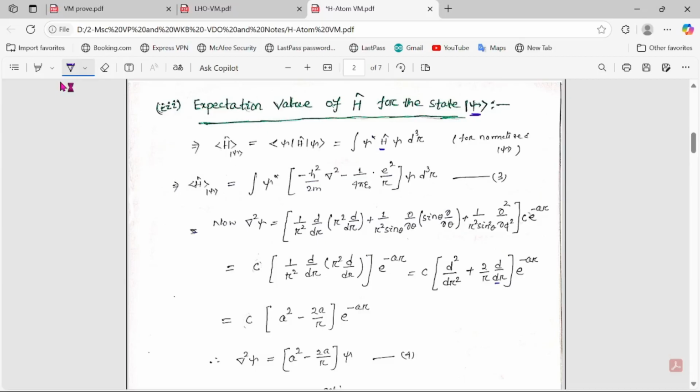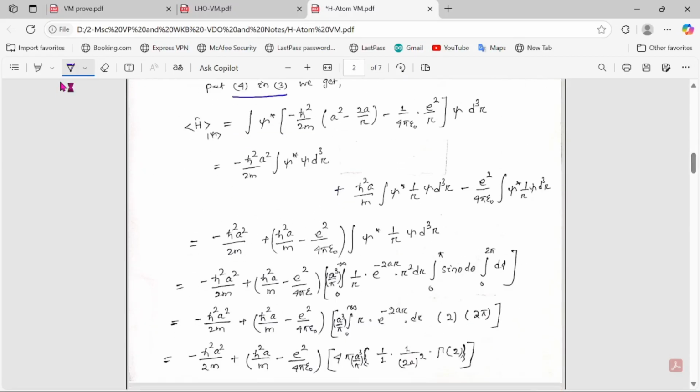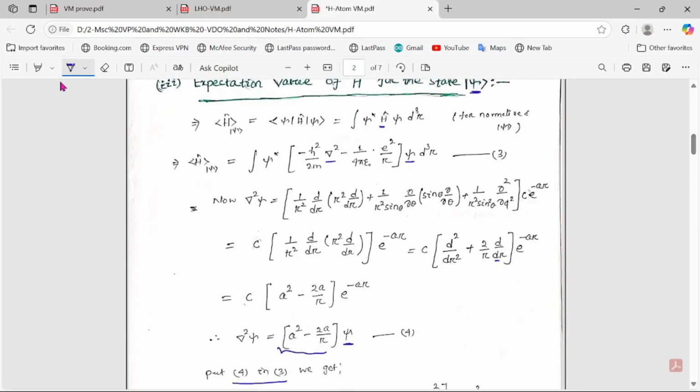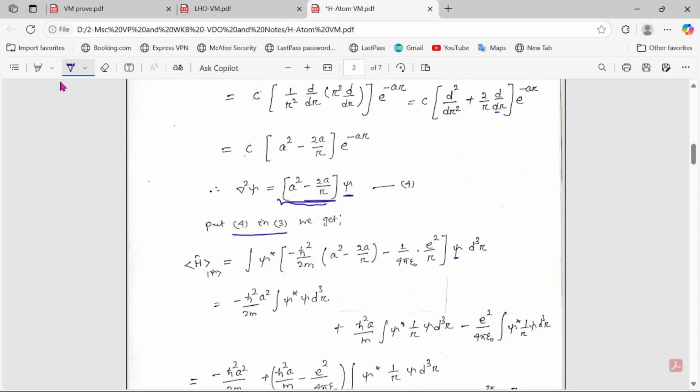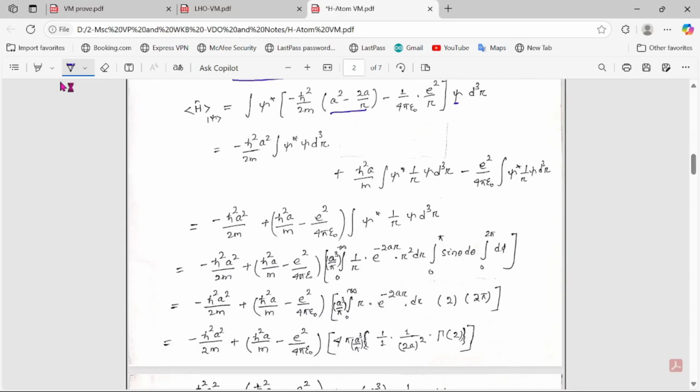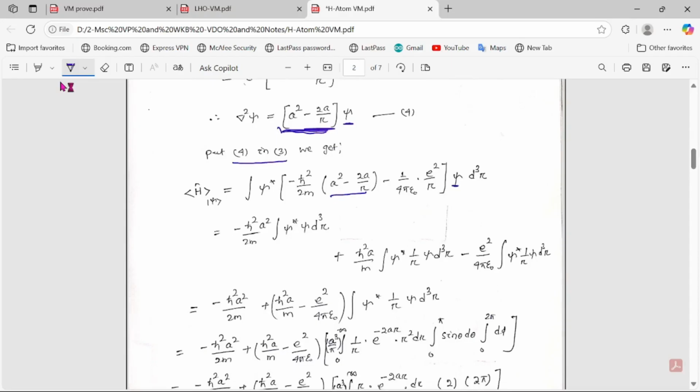Equation number 4 will be substituted in equation number 3. That means the del square psi value we have to substitute in equation number 3. So here del square psi is nothing but this much value into psi. So psi again can be taken outside of the bracket in equation number 3, and instead of del square psi we have to write this term, a square minus 2a by r, with psi taken outside of this bracket, d tau r. Got it?